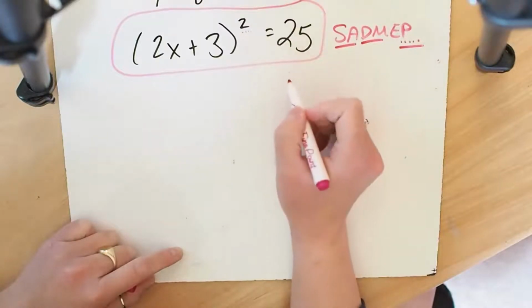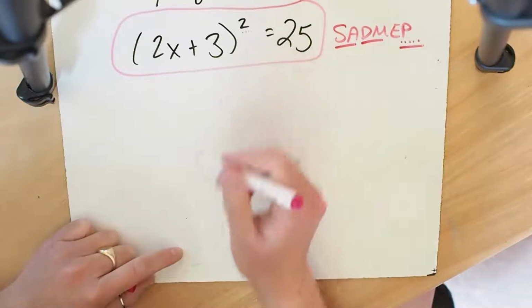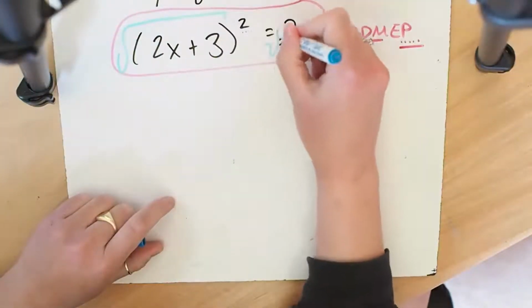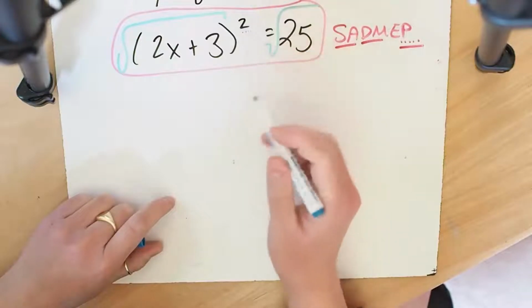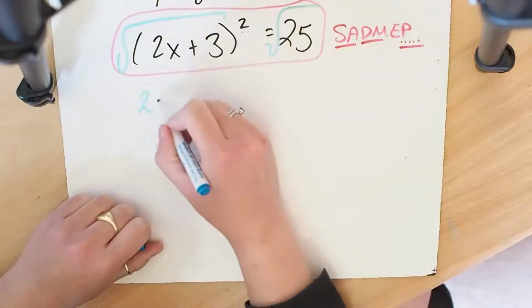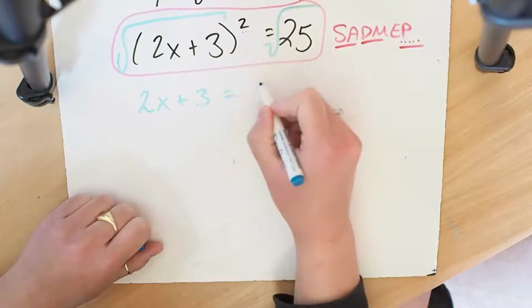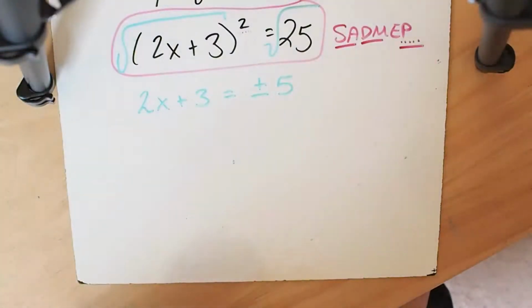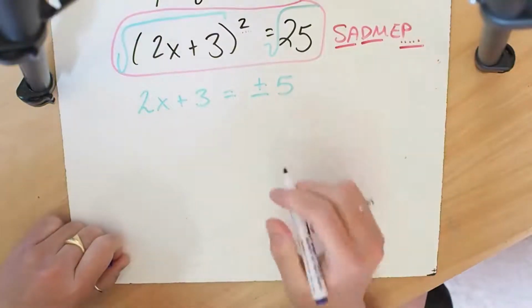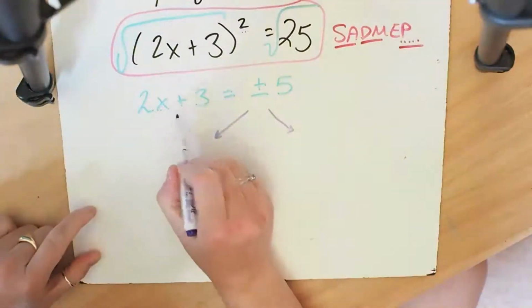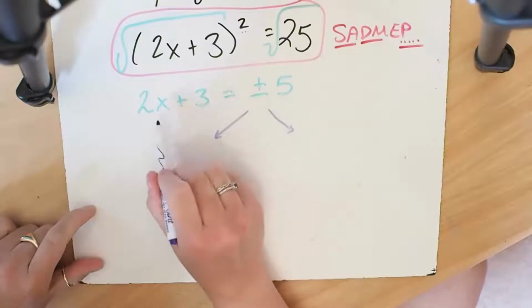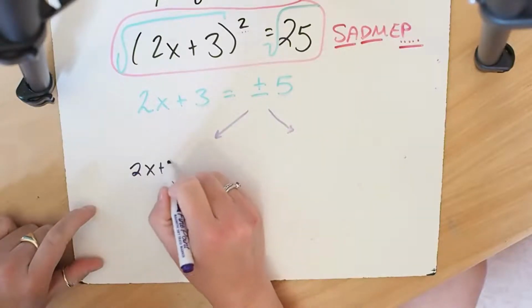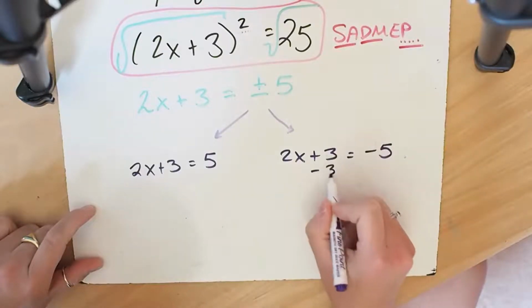What happens when we do this, though, is we get two equations. So let me show you what I mean by that. When I take the square root of both sides and I eliminate this here, I'm going to get this. 2x plus 3 is equal to plus or minus 5. But we're not done solving yet, because this gets split into two equations. Because 2x plus 3 could equal positive 5 and 2x plus 3 could equal negative 5, we make two equations, and we simply solve both of them.